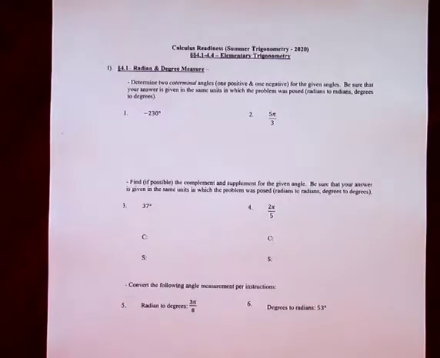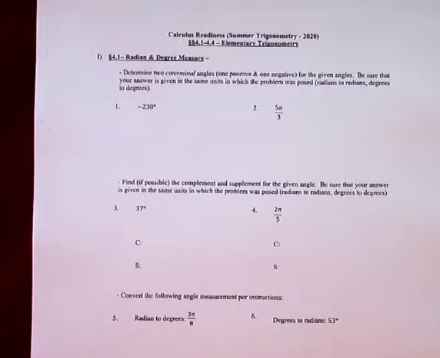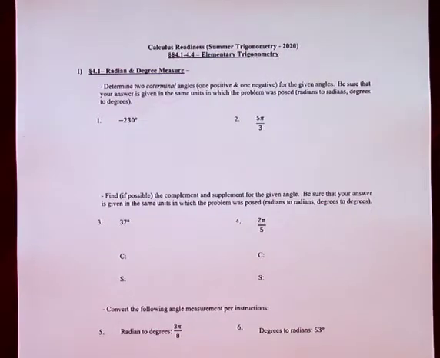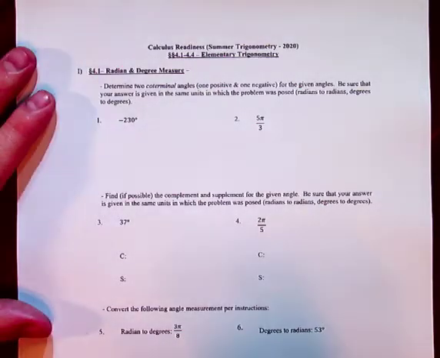Now it says determine two coterminal angles, one positive, one negative, for the given angles. Be sure that your answer is given in the same units in which the problem was posed, radians to radians, degrees to degrees. Now, most of you got this just fine, okay? Some, I think, didn't do enough practice because they still seem to be unfamiliar with radians. Like the degree stuff y'all got down just fine, okay?